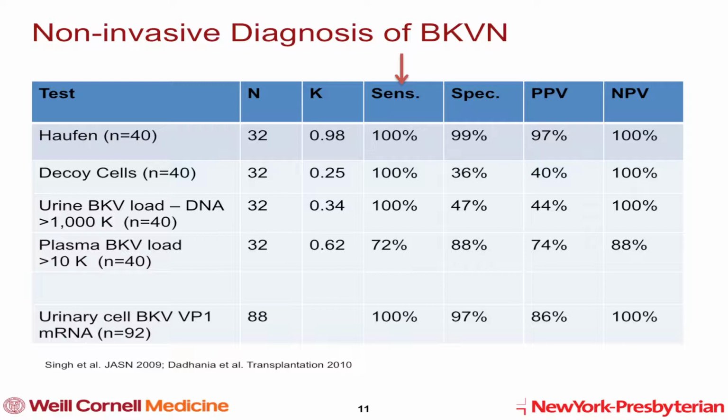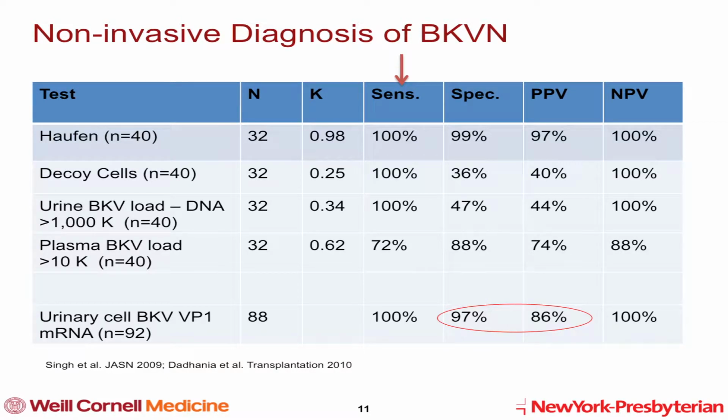So that's why the numbers don't match. Sorry about that. The sensitivity was, again, 100%, and negative predictive value was excellent. But our specificity and positive predictive value matched, similar to the Hoffen diagnosis. However, you should be aware that there is lab-to-lab variability in BKV assays.